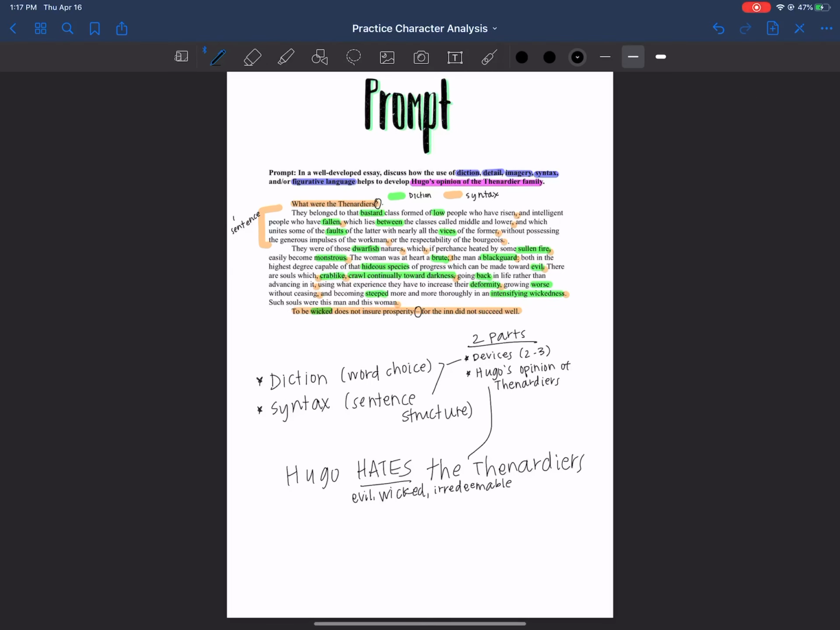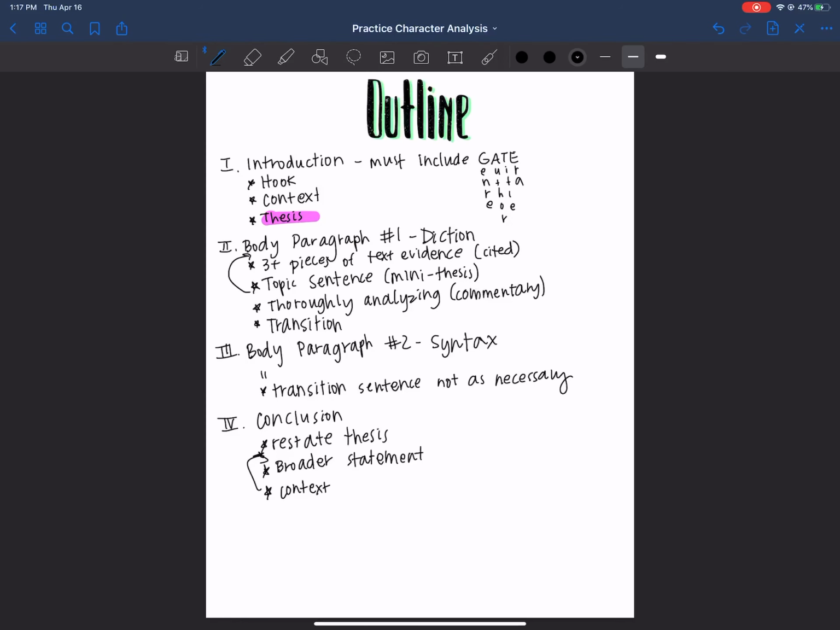Okay, so we have gone through the prompt, we've gone through the passage, we have come up with a very, very brief outline just to remind ourselves as we're writing of what we need in each body paragraph.